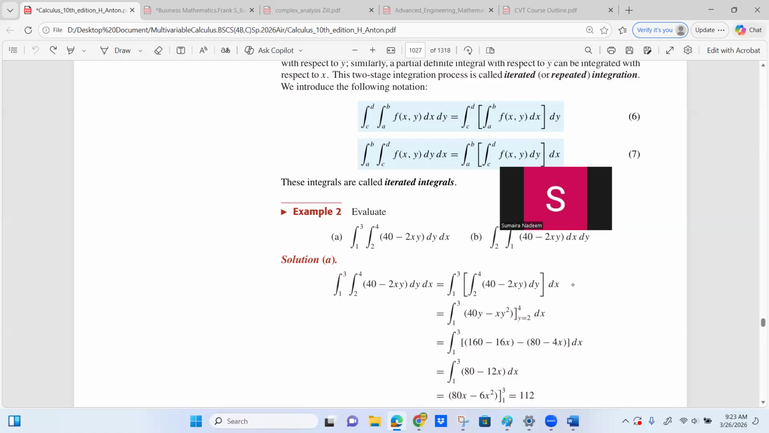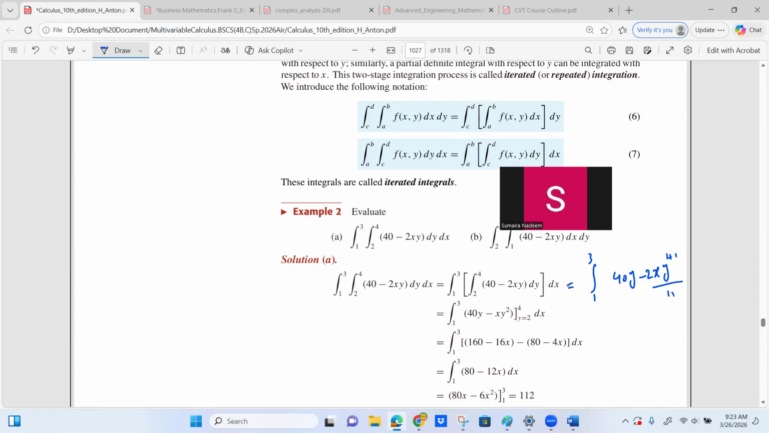In case I missed a step, I mention it here. Integration with respect to y is 40y minus 2x, y raised to the power 1 plus 1 over 1 plus 1, into dx. Now one step more, I think I have to solve here: 40y minus 2xy square by 2 into dx. So the 2 and 2 cancel, and now its answer is 40y minus xy square, from 2 to 4.